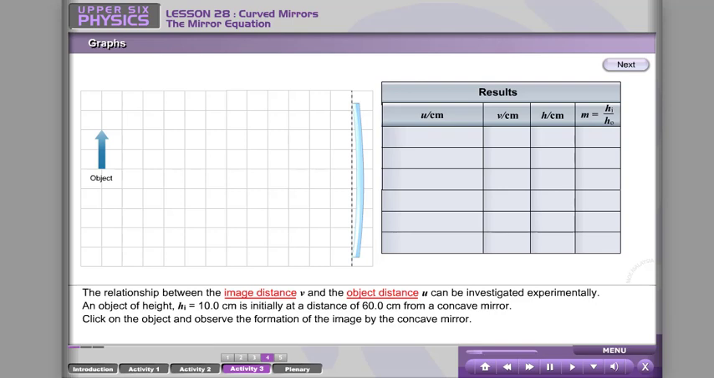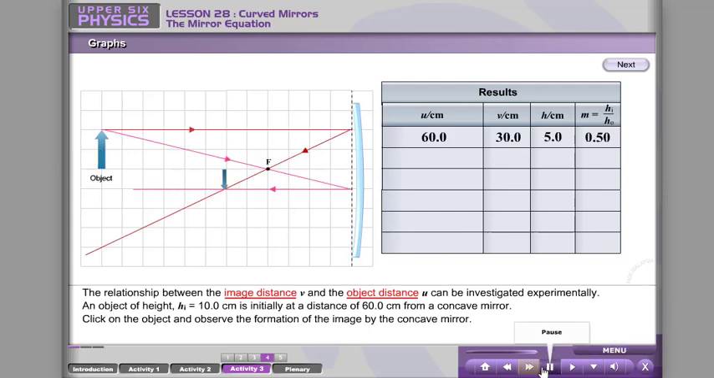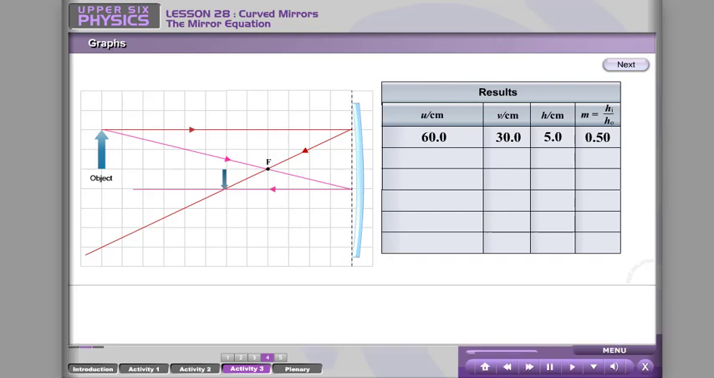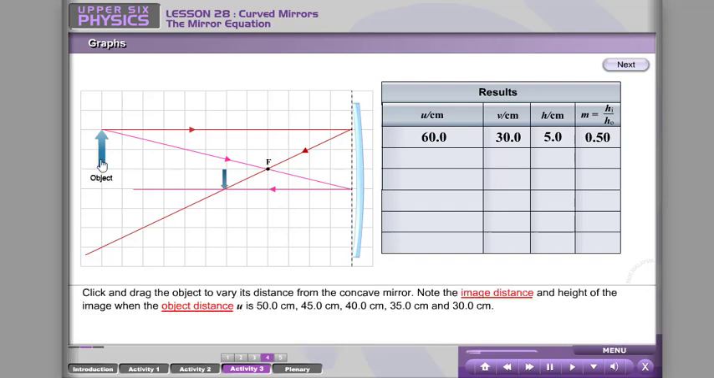The relationship between the image distance, v, and the object distance, u, can be investigated experimentally. An object of height, HI, equals 10.0 centimeters is initially at a distance of 60.0 centimeters from a concave mirror. Click on the object and observe the formation of the image by the concave mirror. Click and drag the object to vary its distance from the concave mirror.